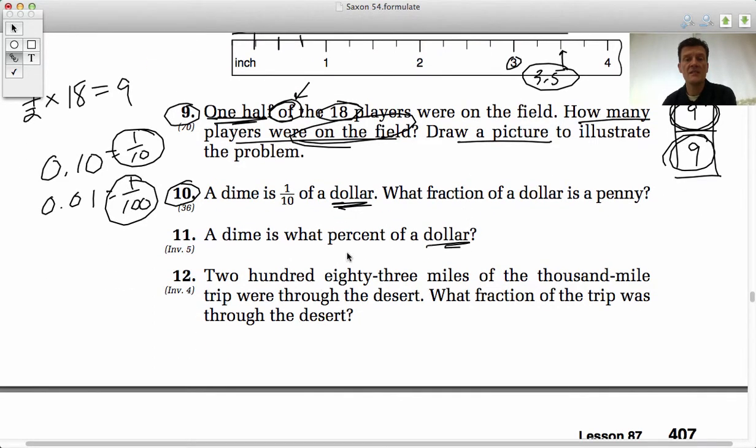And the percent, that percent is 1/100, 1%. A dime would be 10% of a dollar, the value of it.